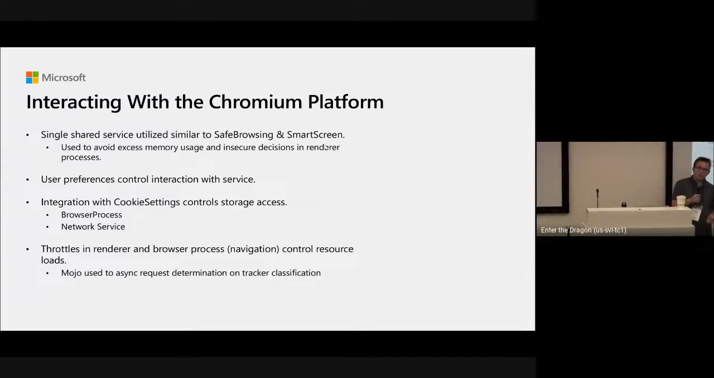For the resource loads, we've opted to use URL loaders. So for navigations, we have a URL loader in the browser process. And then for resource loads, we have a URL loader throttle in the renderer process, which then uses Mojo to asynchronously request, hey, is this a tracker? And then potentially abort or cancel that request.